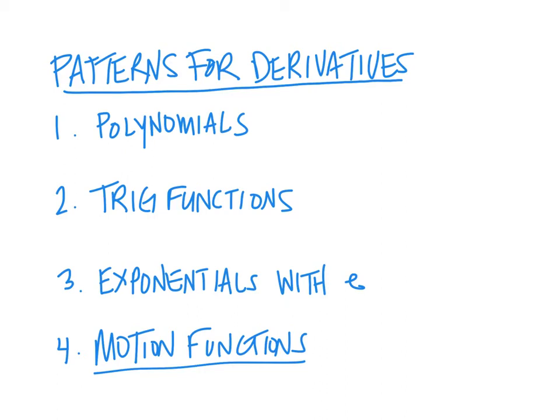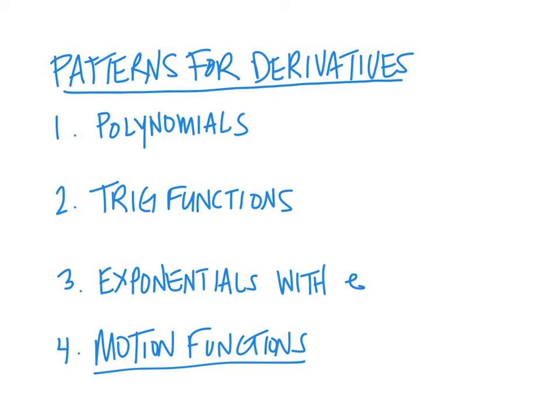Right, so now that you have somewhat of an understanding of what a derivative is and how it relates to the slope of a graph in general, we're going to look at some specific types of functions and how we calculate the derivative for those functions. So we'll look at polynomials, we'll look at trig functions, and then we'll also look at exponentials that have an e in it. The most important one is the polynomials, and that's what we'll spend the most time on.